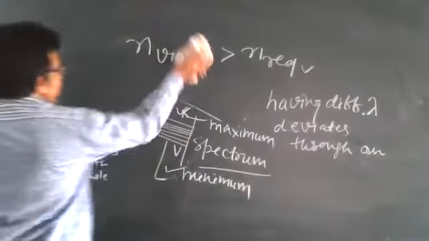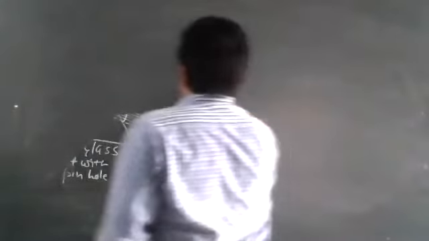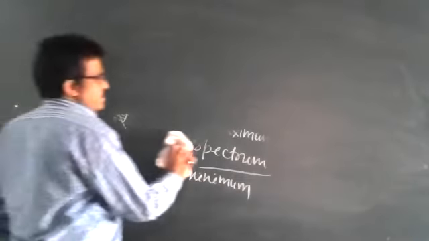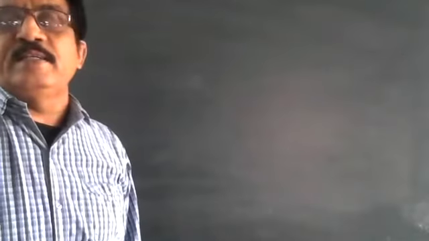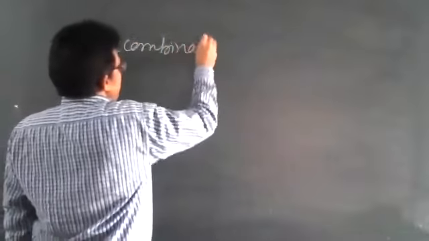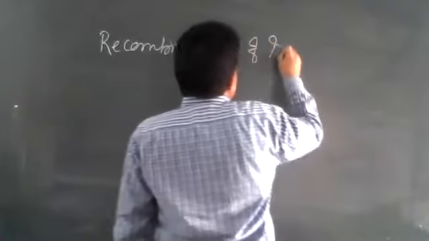Now the next one, write: recombination of spectrum colors. Write down, recombination of spectrum colors.